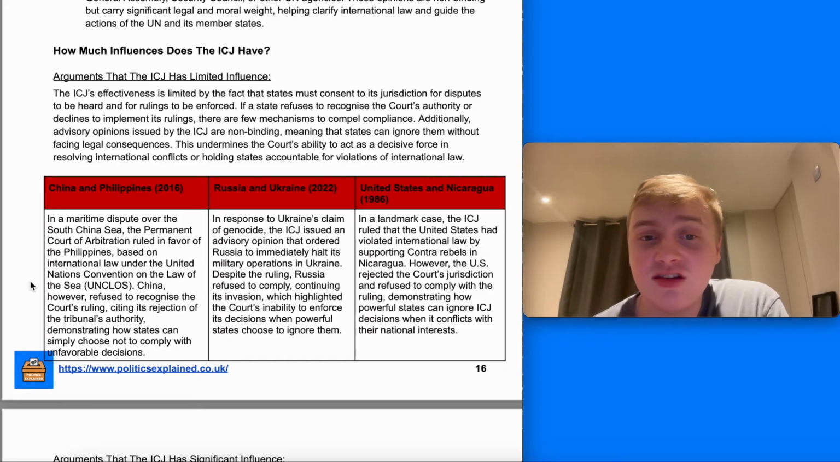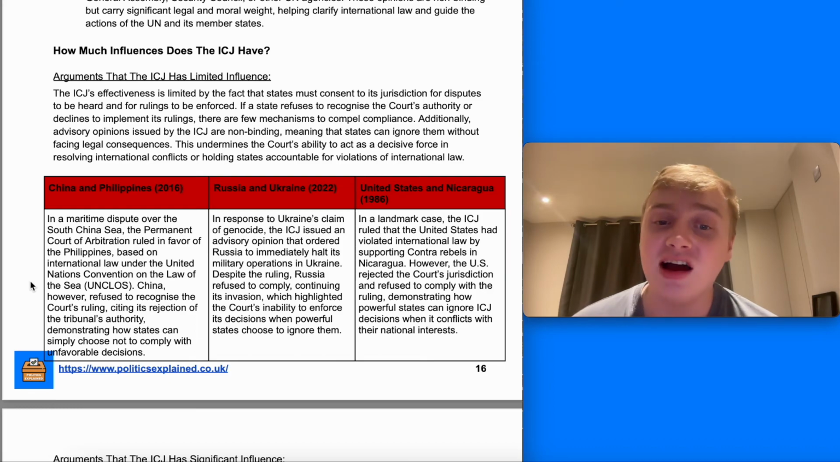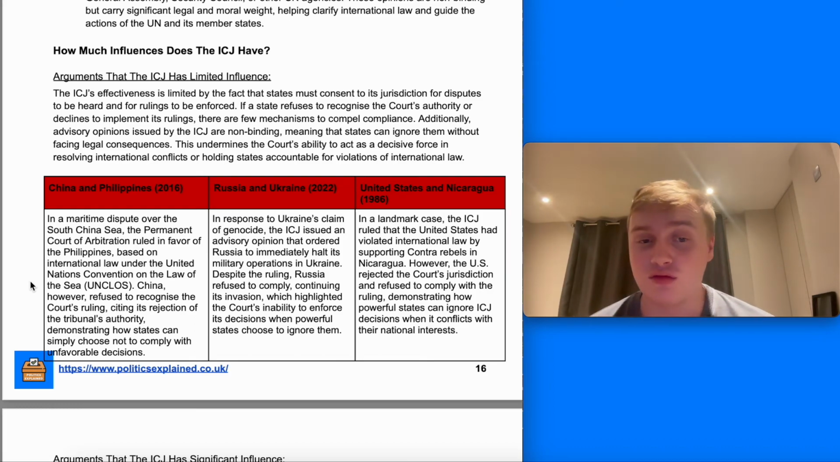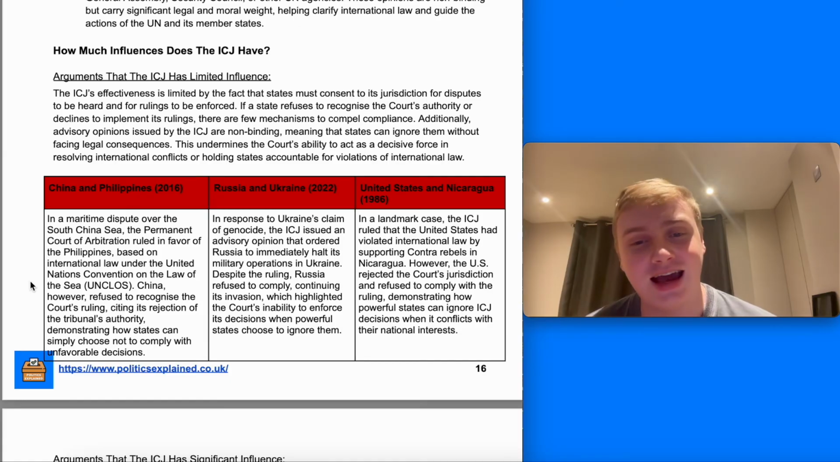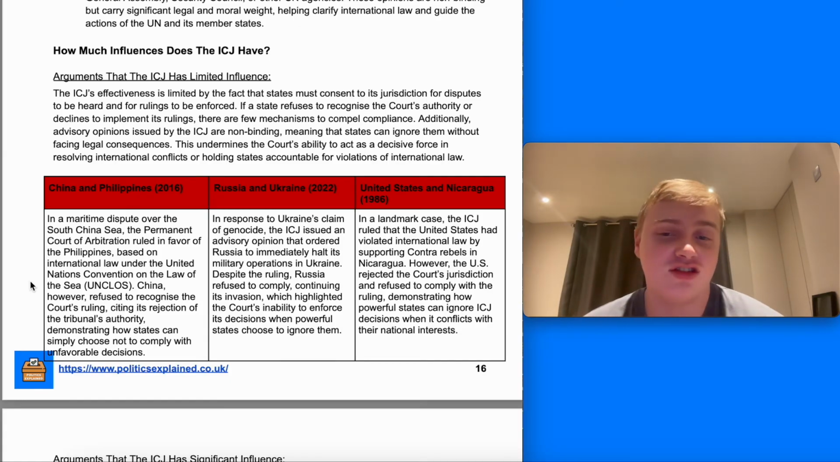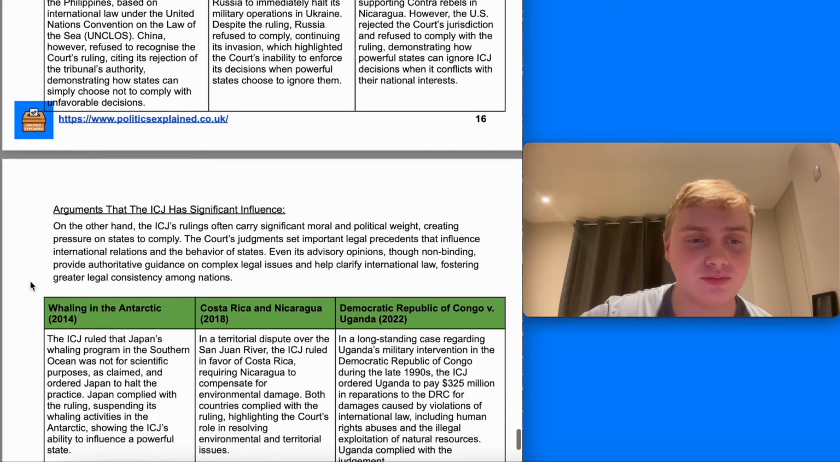1986 then, the United States and Nicaragua. In a landmark case, the ICJ ruled that the United States had violated international law by supporting Contra rebels in Nicaragua under Ronald Reagan. However, the US rejected the court's jurisdiction, even though it had jurisdiction in the case, and refused to comply with the ruling, demonstrating how powerful states can simply ignore ICJ decisions, even if they're theoretically legally binding, when they're not in their interests.